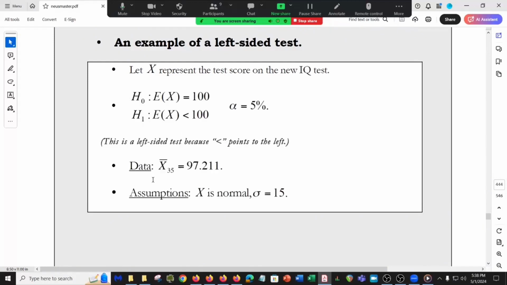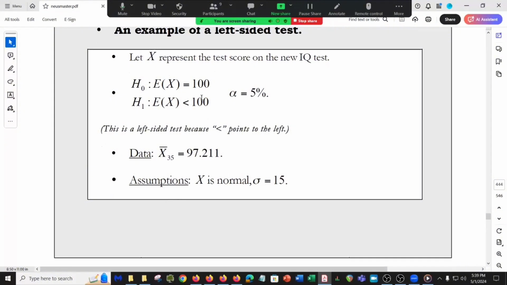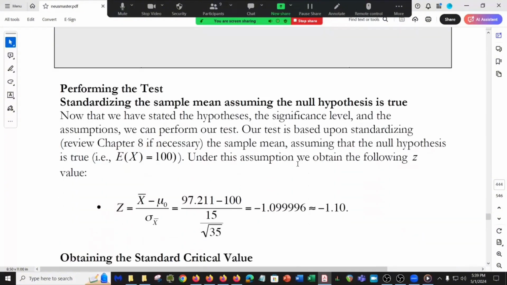Okay, so the data is that the sample mean based upon 35 observations, I put the little 35 as a subscript just to make it easy for the eye to see, was observed to be 97.211. We state our assumptions. X has to be normal, otherwise this math won't work. And we've made it a simple stats 1 problem by letting the standard deviation be equal to 15, as it should be for an IQ test. Okay, simple enough.